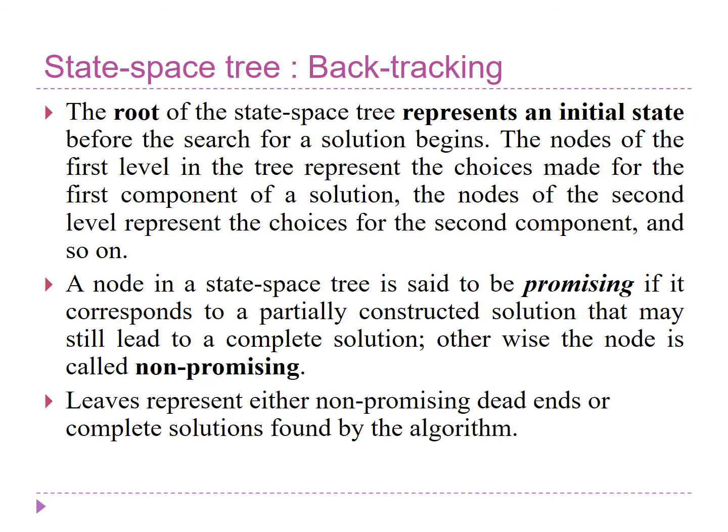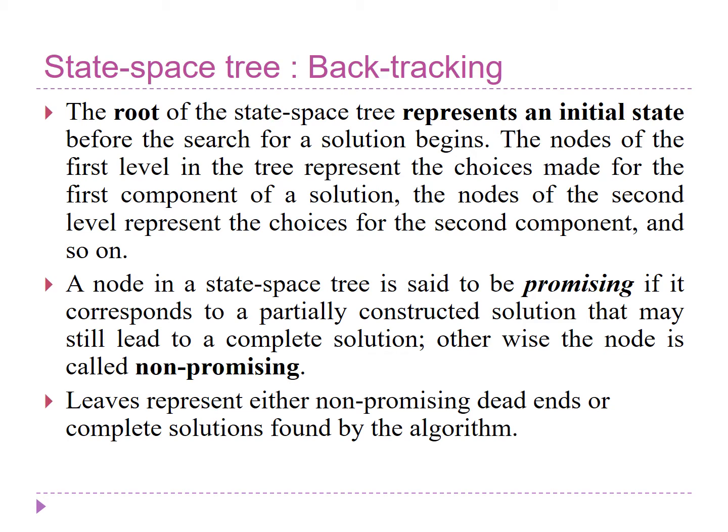How is a state space tree used in backtracking technique? The root of the state space tree represents an initial state before the search for a solution begins. The nodes of the first level in the tree represent the choices made for the first component of a solution. The nodes of the second level represent the choices for the second component, and so on.